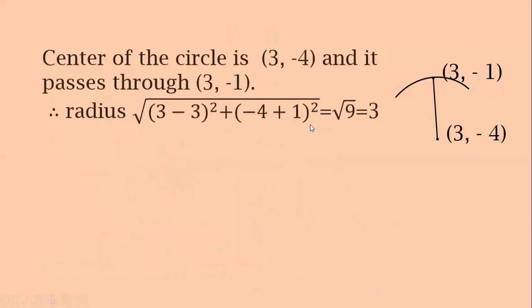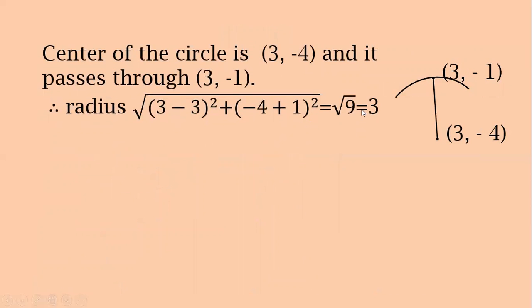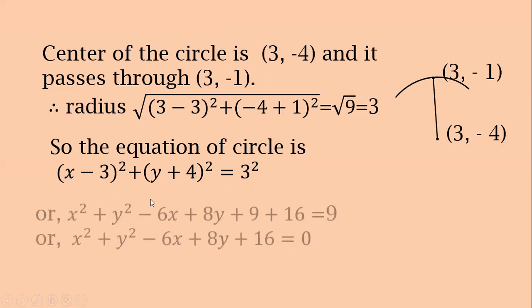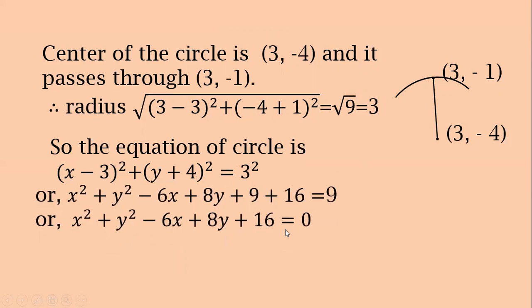Radius is equal to, applying the distance formula of two points, we get radius equal to 3. So this is the center and this is the radius. So what is the equation? (x - h) whole square plus (y - k) whole square is equal to r square, where r is the radius. This is the equation of the circle, and this is how we get the equation of the circle.